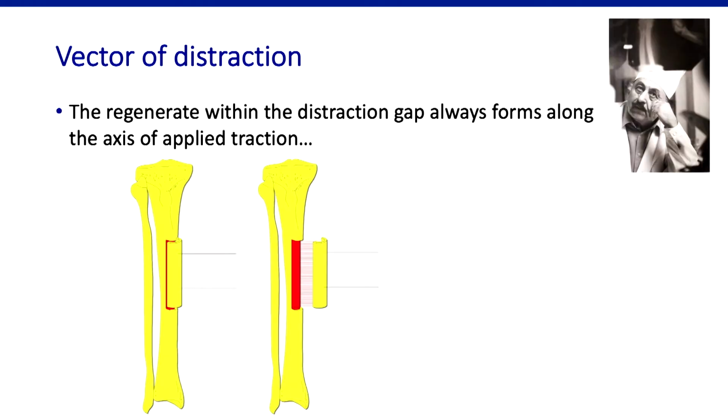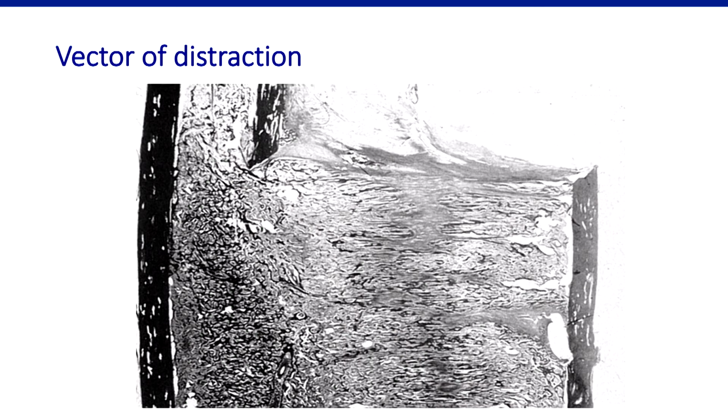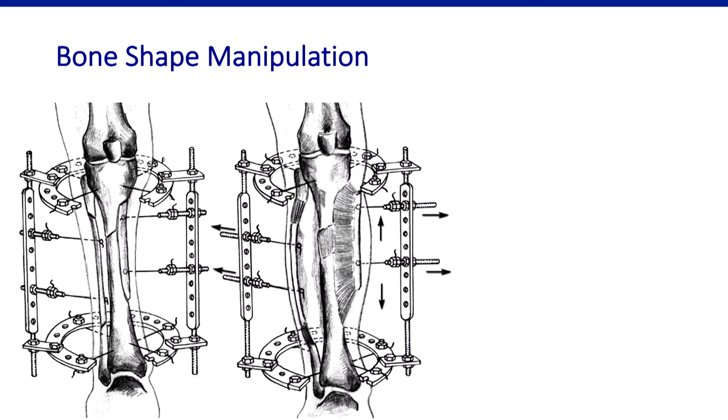What's an interesting thing, and that was one of Ilizarov's further discoveries, is that bone forms in the vector of distraction. So you can do lengthening, or you can do transverse distraction. And his experiments, this is the experiments on the dog, you can see when you cut off a fragment of the bone and you pull the bone transversely, the regenerate follows and it forms the bone. Ilizarov actually used it to manipulate the shape of the bone.